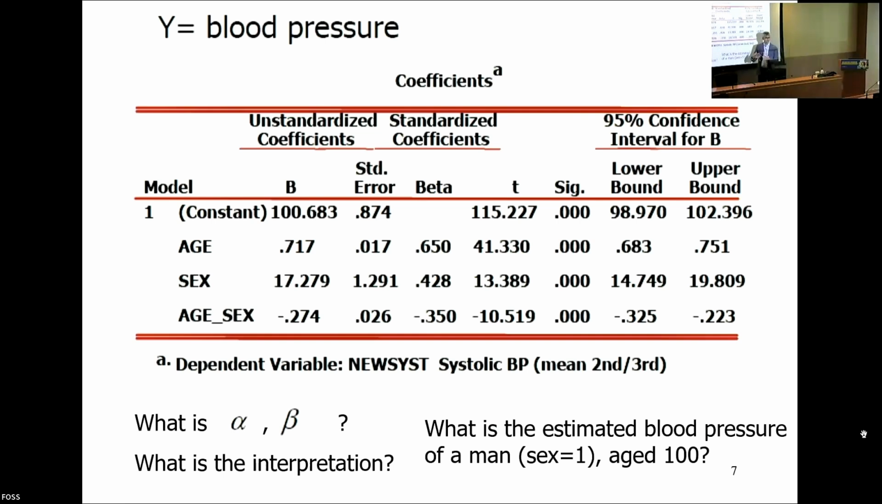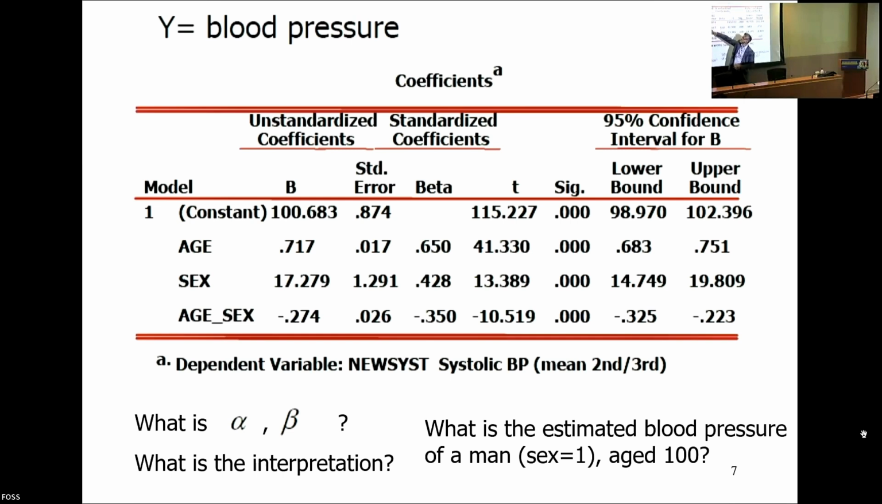And then if you're a man, you add 17.279 plus however old the man is. If the man is of average mean age, then we don't have to worry about the interaction term. But if the man is, say, 1 year older than the average mean age, then the estimated effect, so the predicted blood pressure for a man, sex equals 1, who is 1 year older than the average, is plus 0.717.